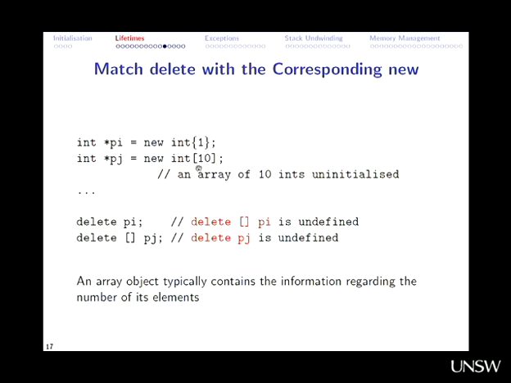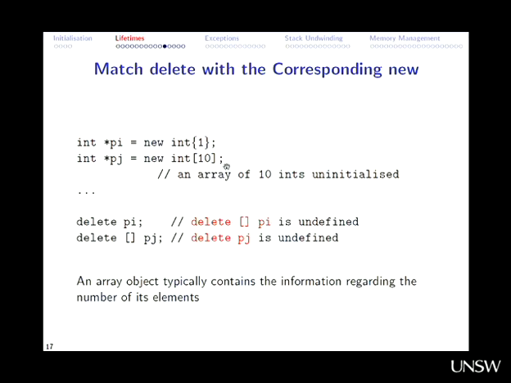I can also say new int, square brackets 10. Okay, and now I have an array of 10 ints, and those ints are uninitialized. And I can delete pi by saying delete pi. If I say delete square brackets pi, that's undefined, doesn't make sense, because the thing that pi is pointing to is not an array. Pi is just an int by itself.